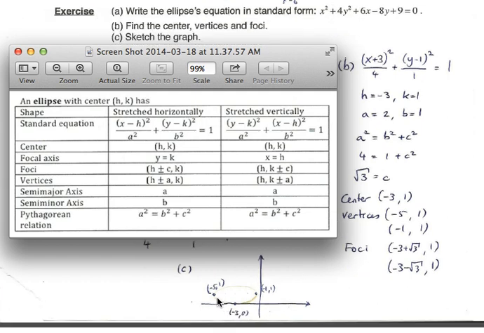I have the two vertices, negative 5, 1 and negative 1, 1. I could figure out that this point is tangent to the x-axis. And there's another point here that I could have shown. Since b equals 1, it means the minor axis is equal to 2. That means this point up here has coordinates negative 3, 2.